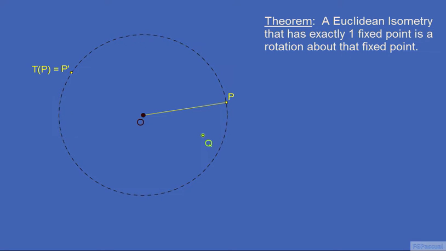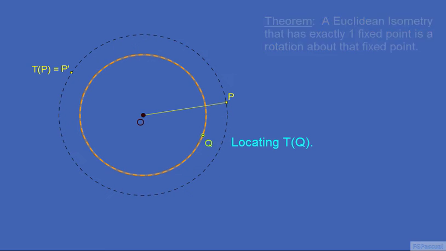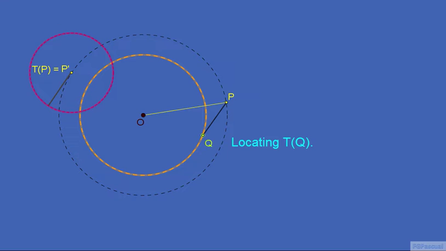Next, we take a point Q that is different from O, P, and P prime. Like T of P, T of Q will be on a circle centered at O, but the radius this time is OQ. To locate T of Q, we use the fact that capital T is a Euclidean isometry which preserves distances. So we measure the distance from P to Q. The distance between T of P and T of Q should be the same as this distance PQ. And so we draw a circle around P prime whose radius is PQ. T of Q will have to lie on this circle, and the circle that's centered at O and whose radius is OQ.